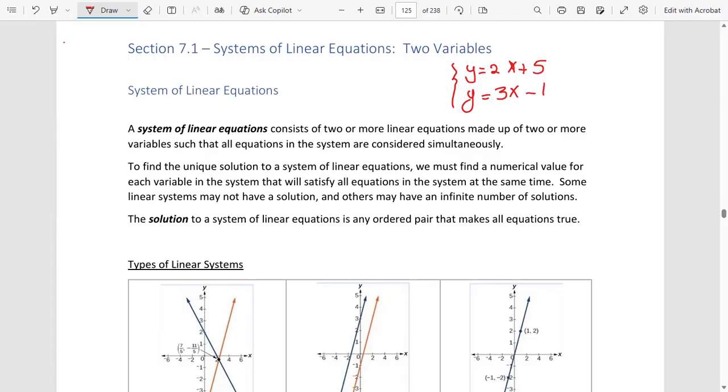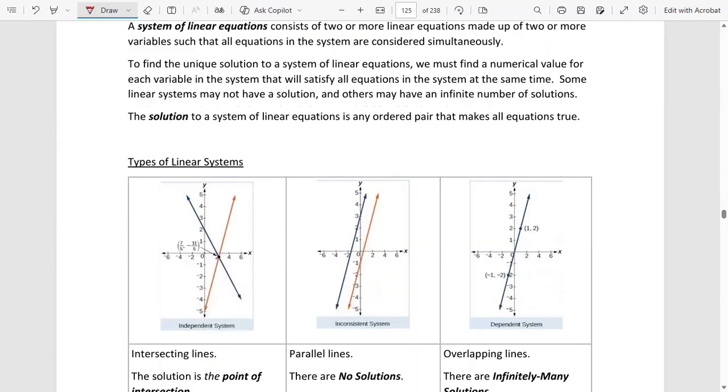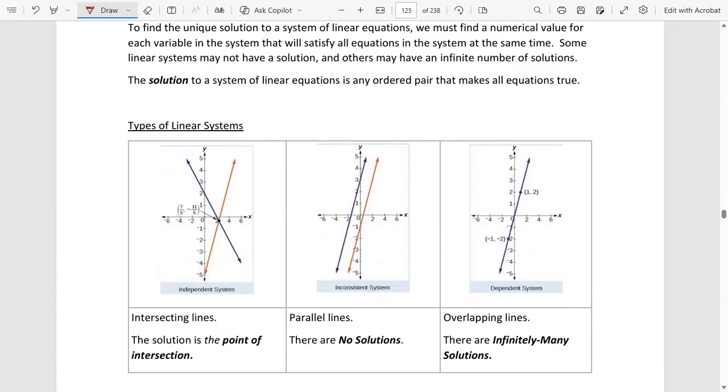And you know that the graph of a linear equation is a line. That's why we call it a linear equation, because it always gives us a line. When we have two lines, there are three cases if we graph them. Sometimes the two lines cross each other, they have a point of intersection, and that point of intersection is a solution for that system with two equations.